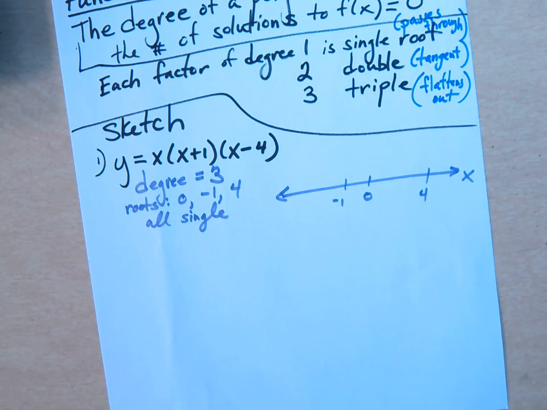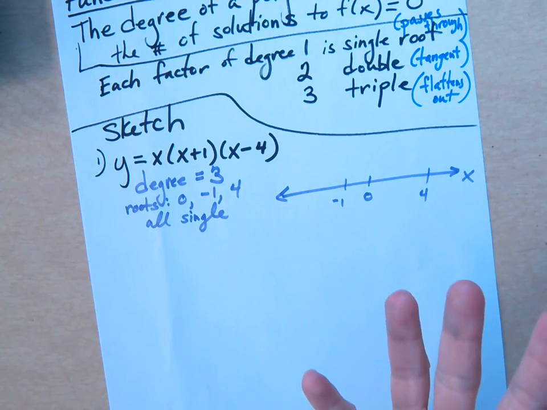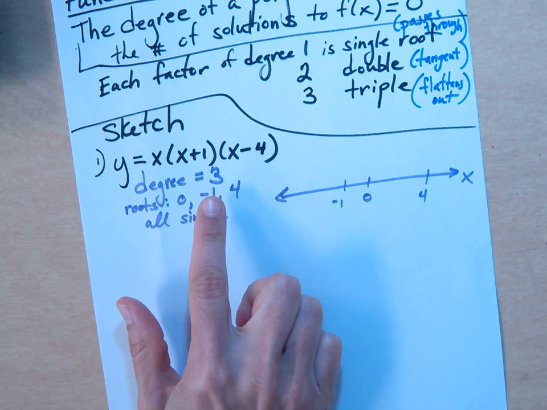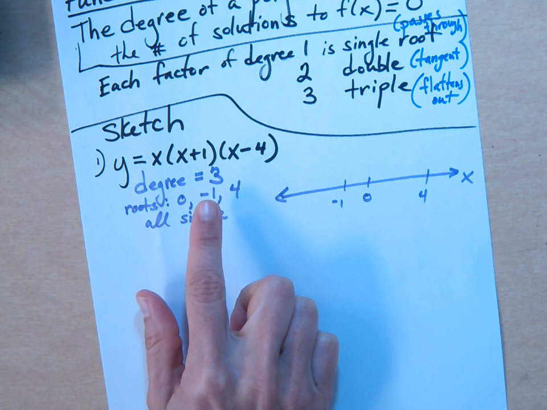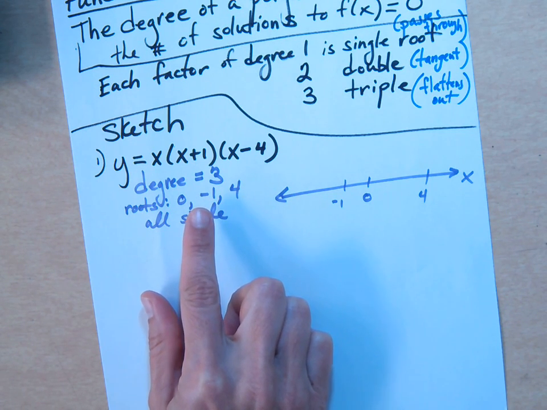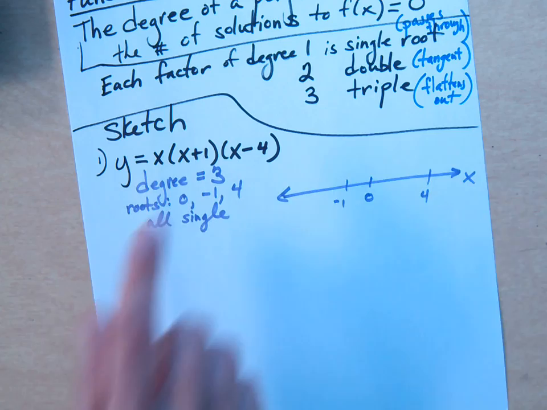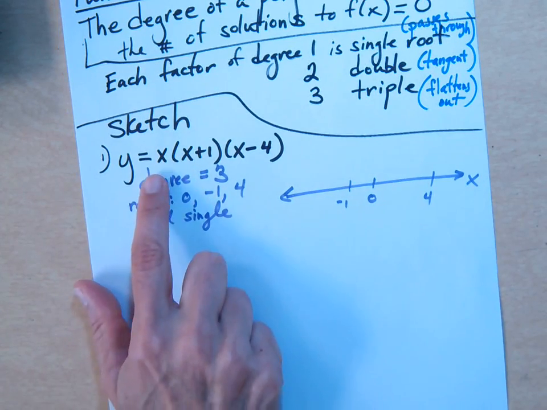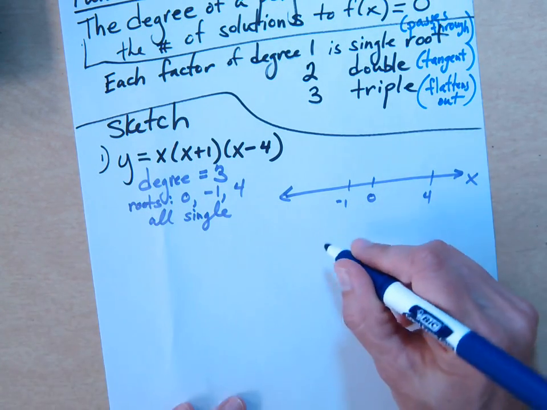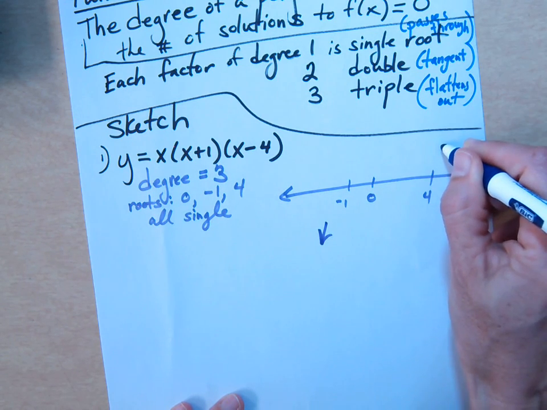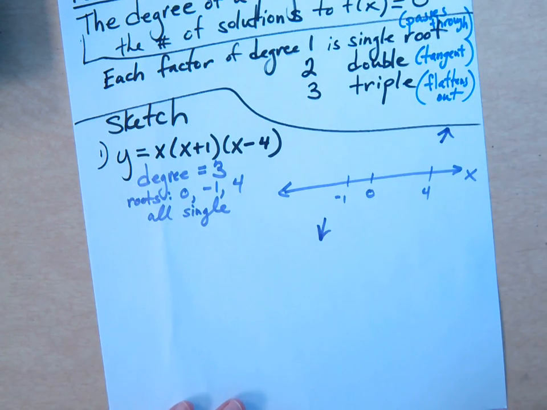Thank you. So how do I sketch this? This is where the end behavior comes in. It's degree 3, so is it even or odd? It's odd. And does it have positive or negative orientation? What's the leading coefficient? Positive, right? So all odd functions that have positive orientation start down and end up, because that looks like y equals x cubed.